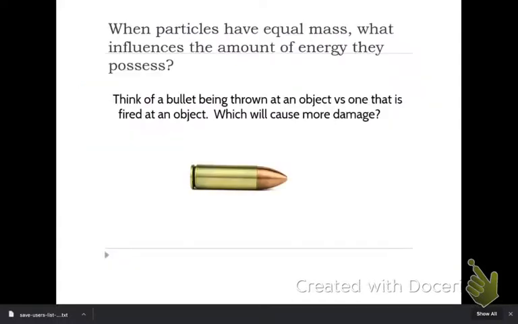If we think about particles having equal mass, what's going to influence the amount of energy they have? If we have two bullets, and someone throws one at you and it hits you on the shoulder and you go, ow, versus someone firing the bullet with a gun, even though they have the same mass, the one fired from the gun is going to cause more damage because it's traveling faster.